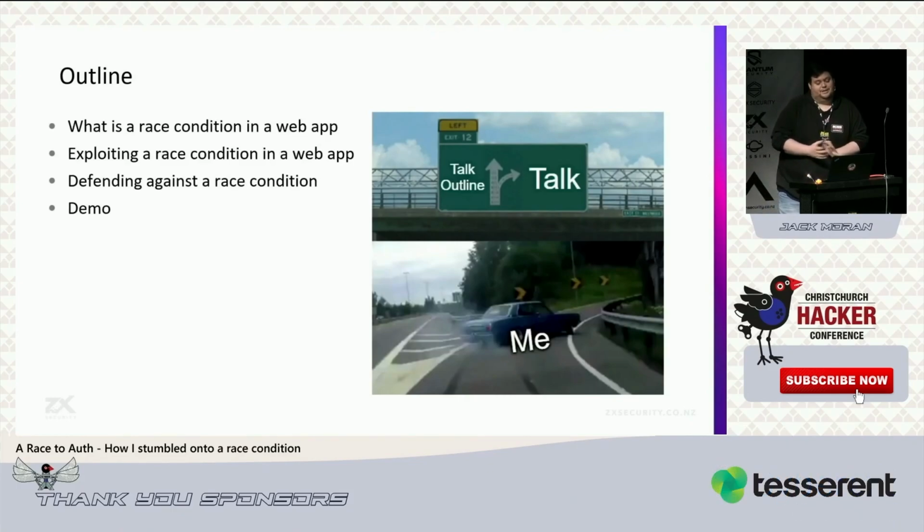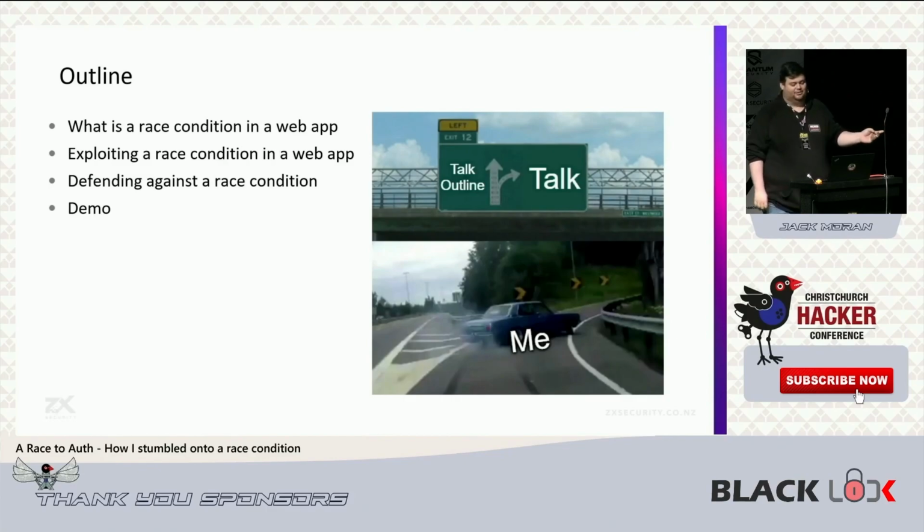So a bit of an outline of what I want to talk about today. What is a race condition in a web application? Exploiting a race condition in a web application. Potentially defending against a race condition. And maybe some demos of some POCs if they work.